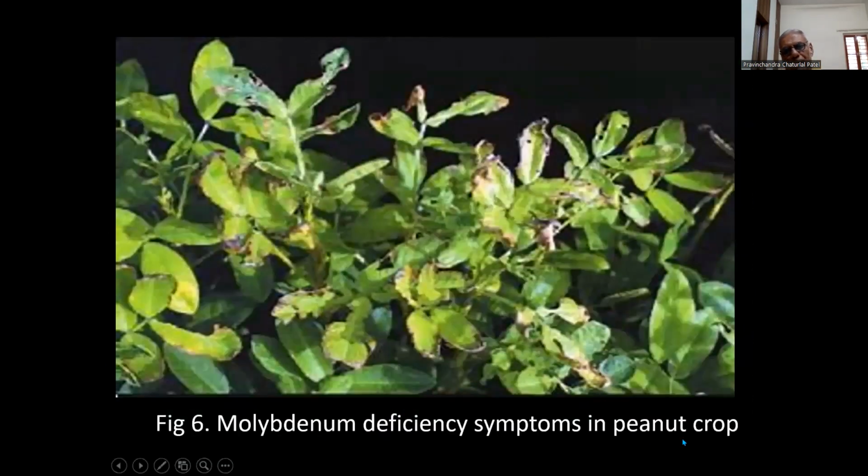Then molybdenum deficiency symptoms in peanut, that is groundnut. You can observe that in groundnut also molybdenum deficiency occurs. And in Gujarat, in the Saurashtra area, the groundnut crop, peanut, is grown widely.